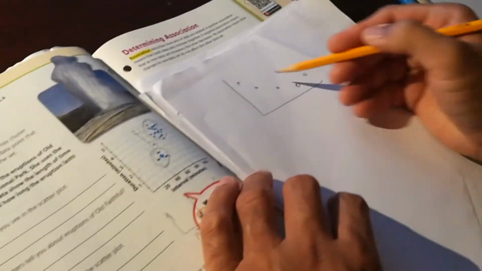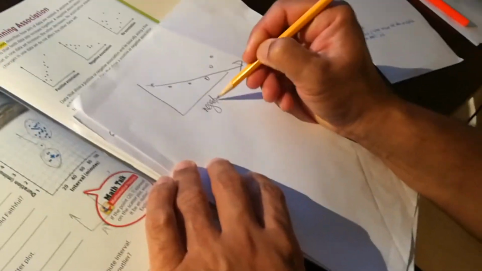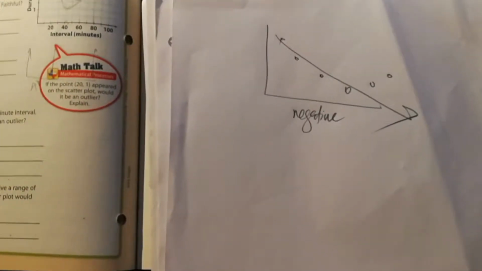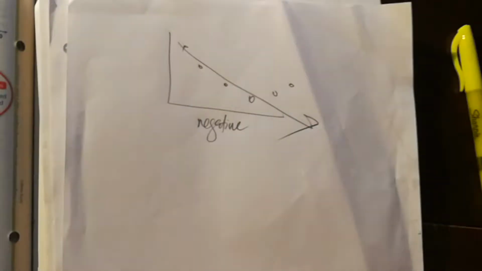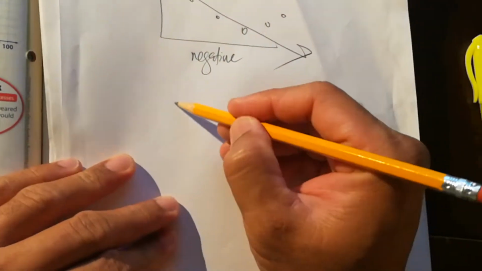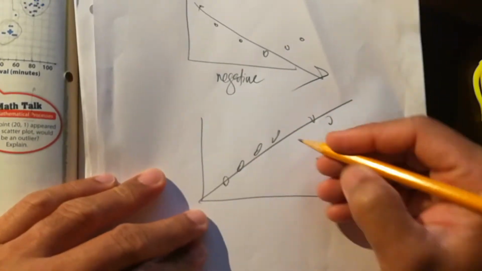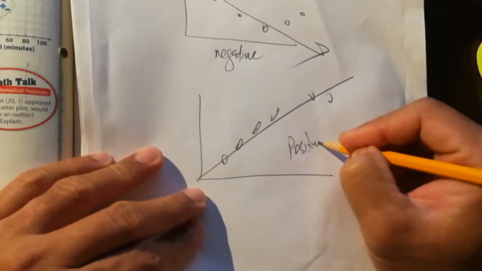Let us say the points are like this, going like that. This means that the association is a negative association. Need to put it straight because they will be watching like this. So do it like this, please. This is a negative association. If the association goes this way, which we know, this is called a positive association.